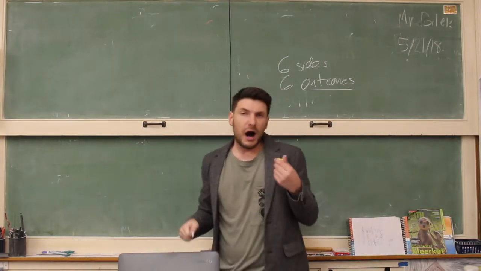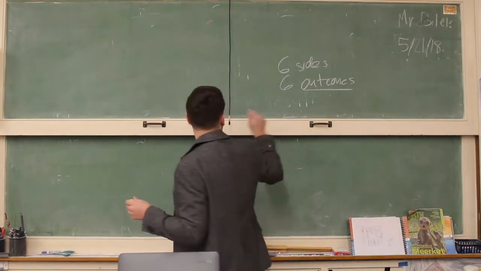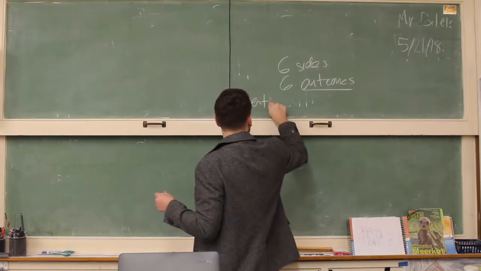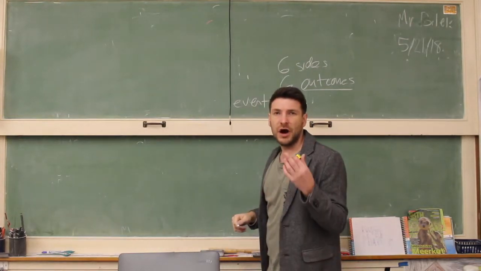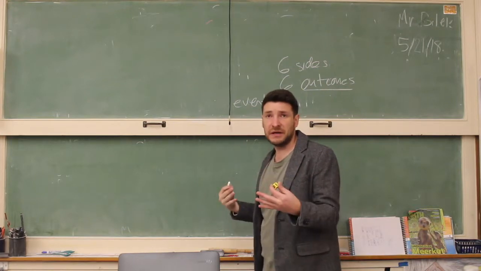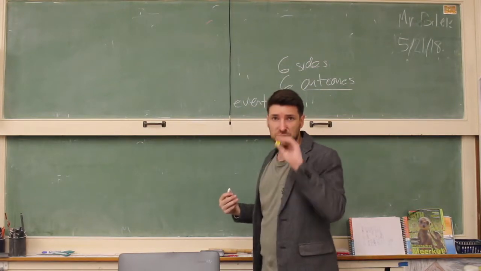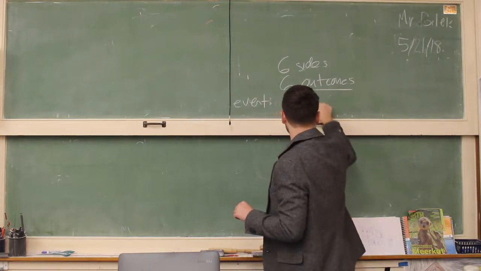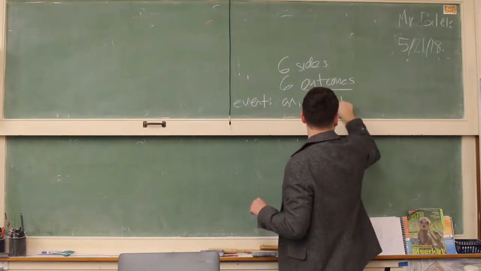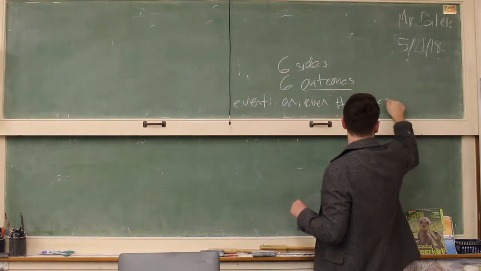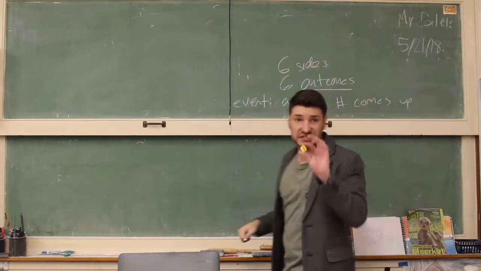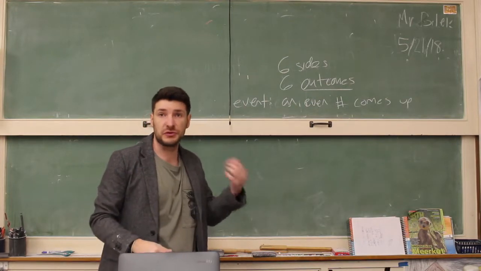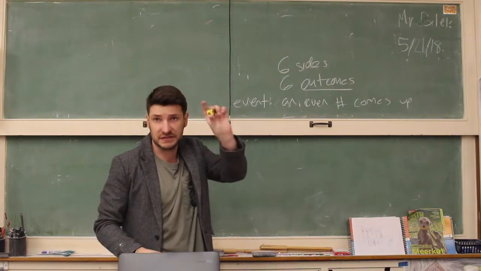Now, I want to have an event. Our event is going to be: how likely is it that when we roll this die once, an even number comes up? Well, let's take a look. We know there are 6 possible outcomes: 1, 2, 3, 4, 5, and 6.